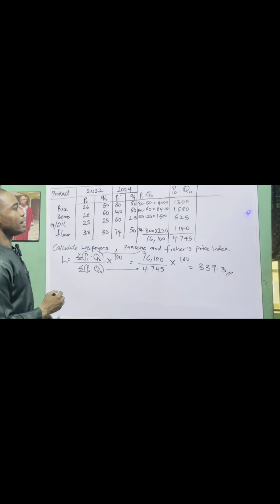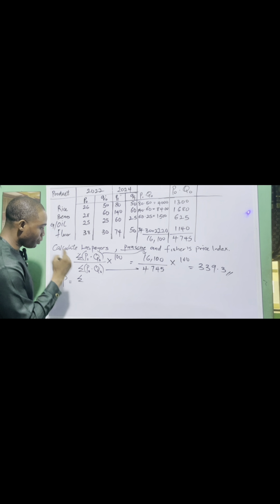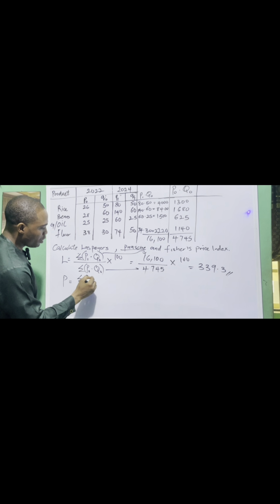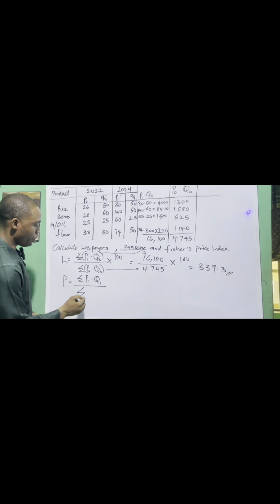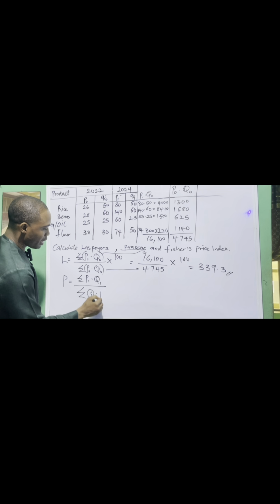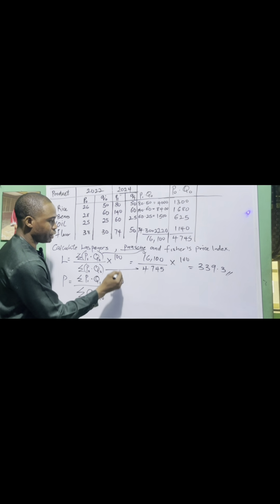Then let's move on to the next one, which is the Paasche price index. I will represent the Paasche as P. The formula for Paasche is what we are going to put emphasis on, which is the summation of current price multiplied by current quantity, all divided by the summation of the current quantity multiplied by the base price, which is P subscript 0, then times 100.